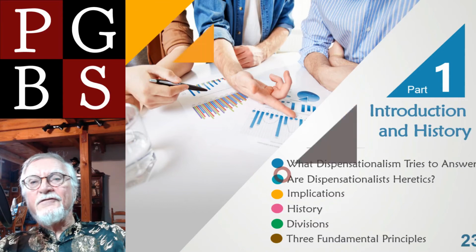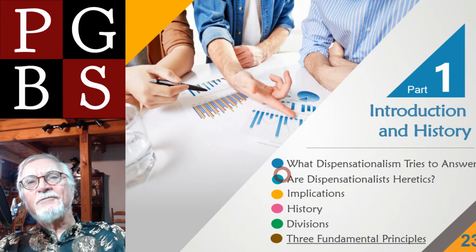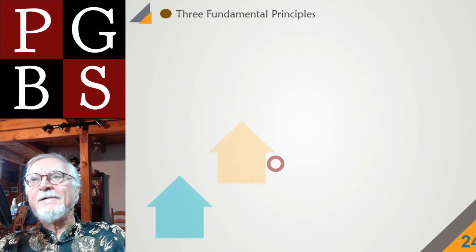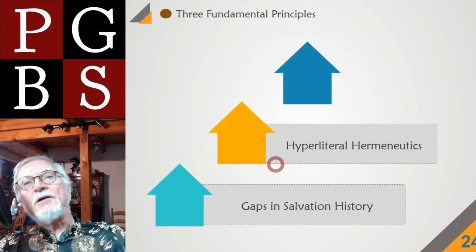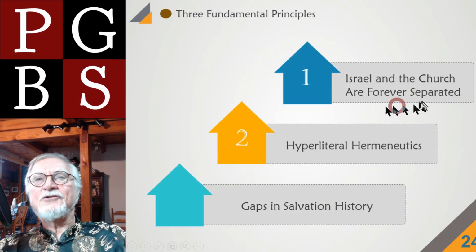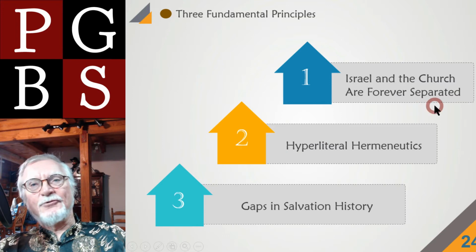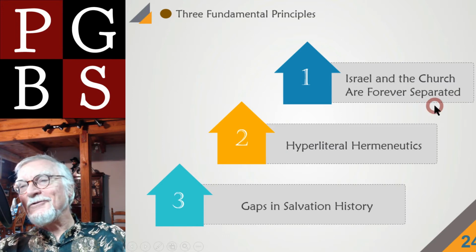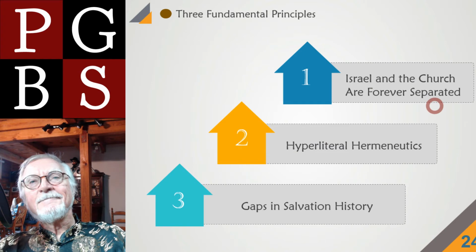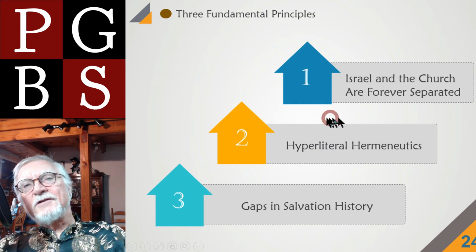Now let's look at the three fundamental principles of dispensationalism to get us set up for our dive into dispensational theology. Three fundamental principles. Number one, Israel and the church are forever separated. Eternal segregation of Israel and the church is what I call it, because the Old Testament points to Israel, not the church.